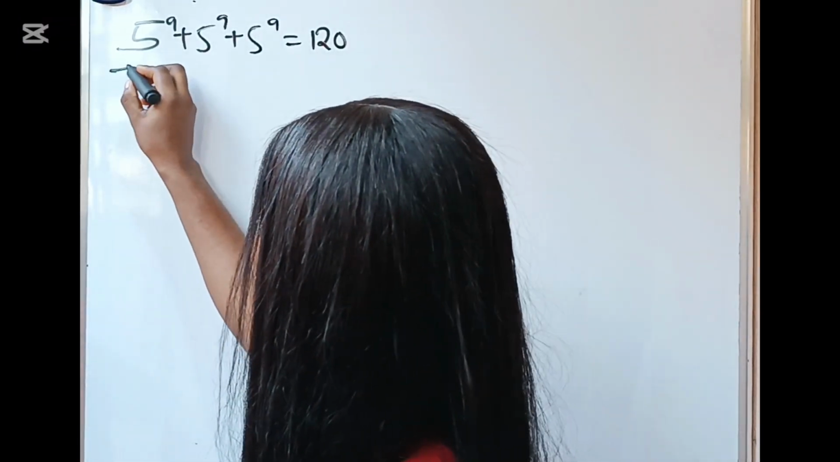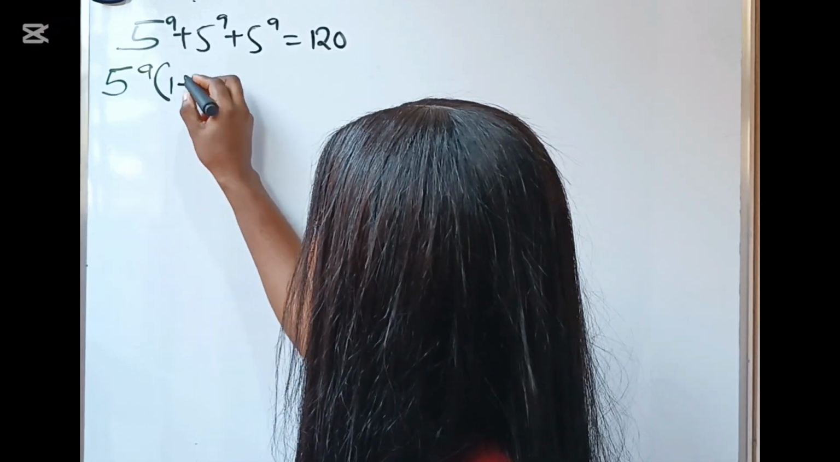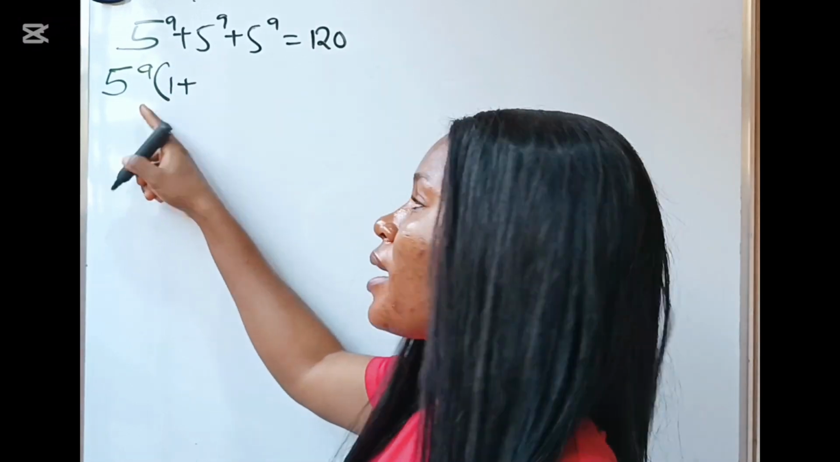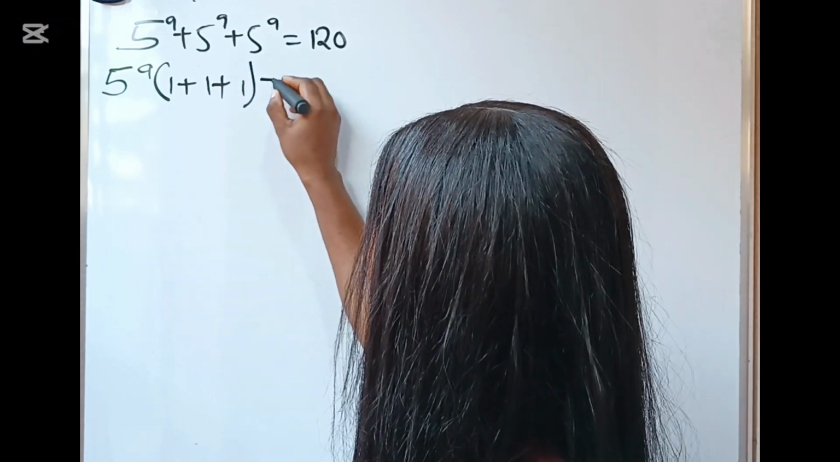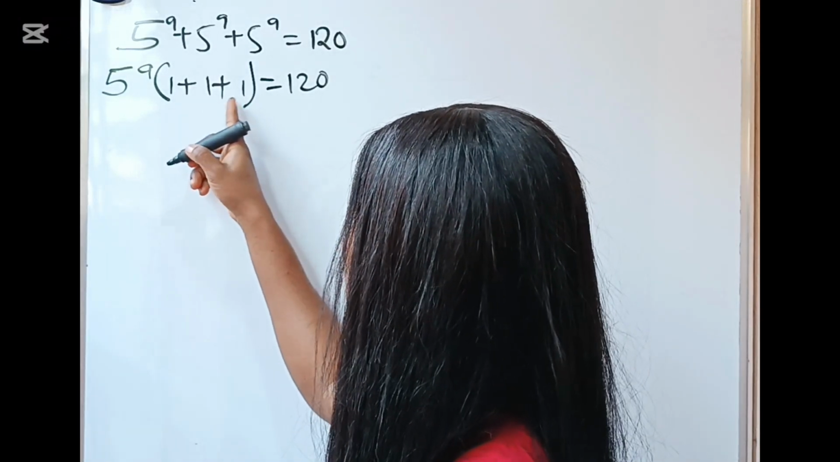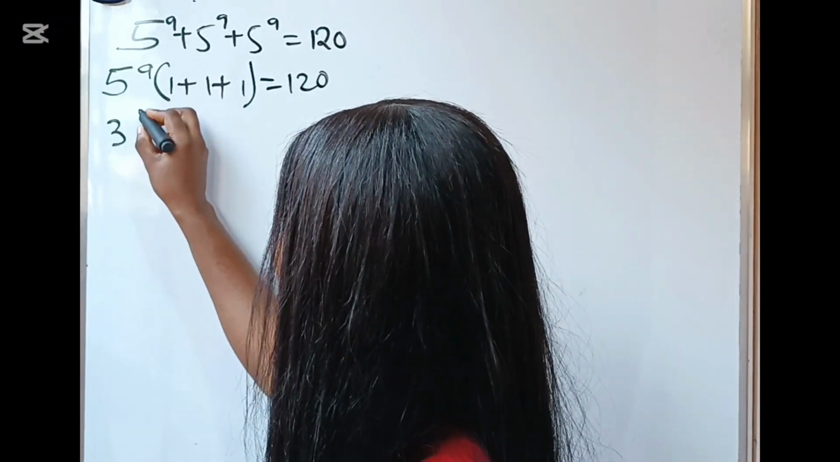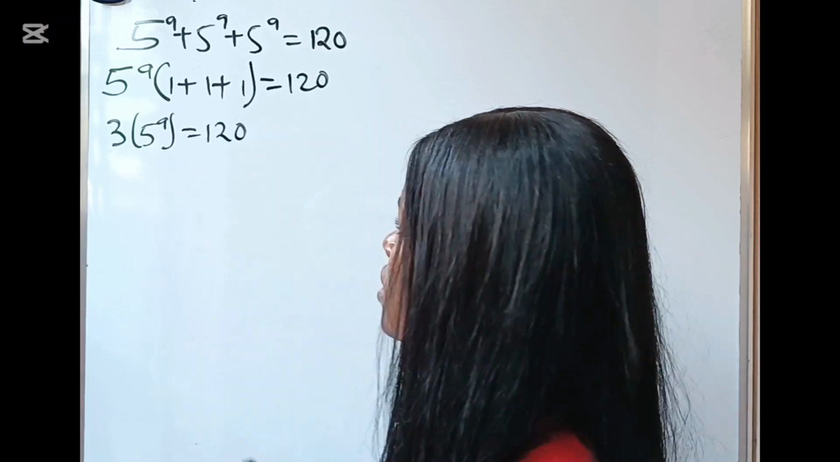5 to the power of a is what all of them have in common, all right? So we put that aside. Then when this is divided by this, we have 1. This divided by this, we have 1. And this divided by this, we have another 1, is equal to 120. So that means that we have 1, 2, 3. 3 bracket 5 to the power of a is equal to 120.